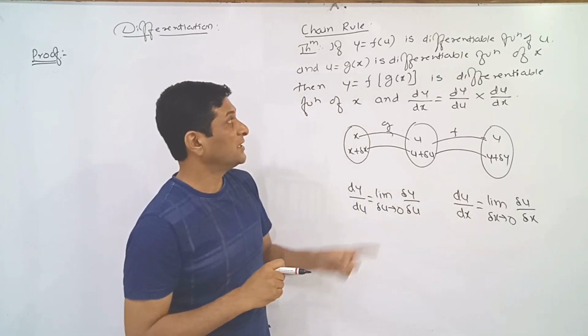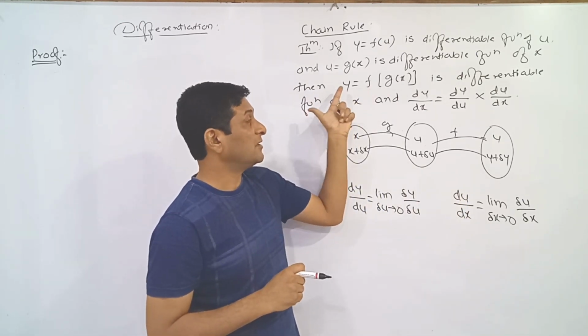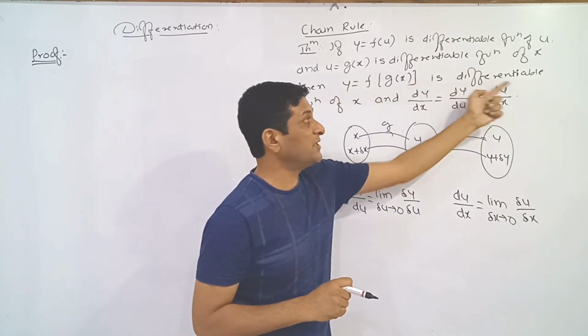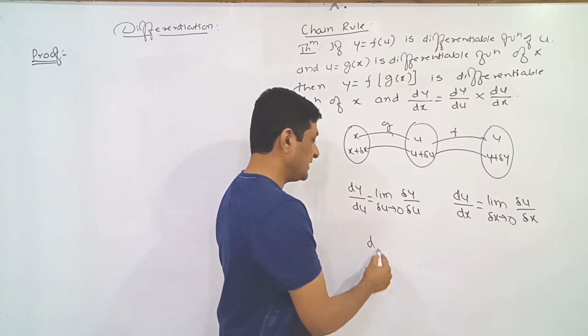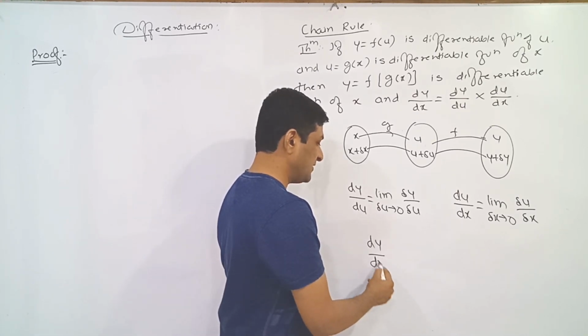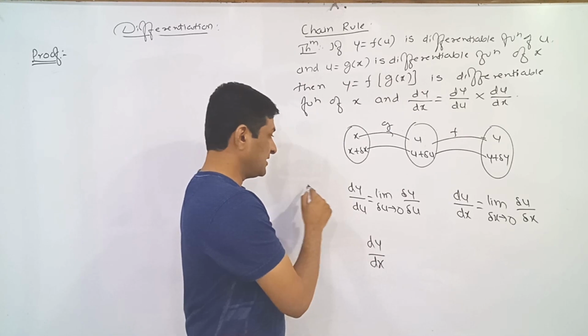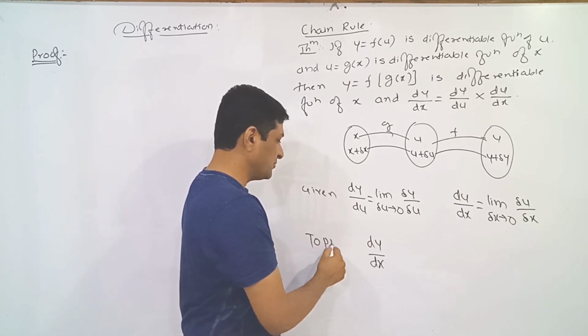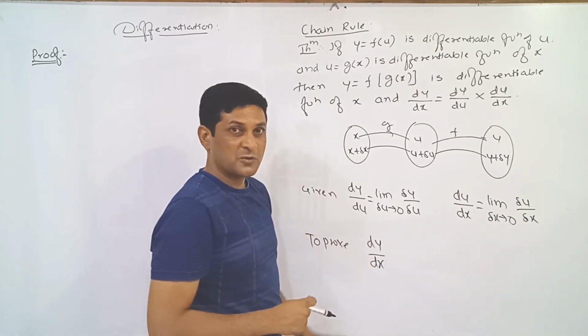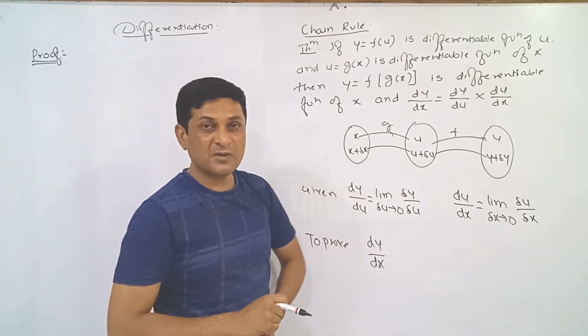Now what do we have to prove? If these are the given conditions, then we have to prove that y is a differentiable function of x. It is denoted by this notation, dy by dx. These are the given conditions, and this is what we have to prove here. Getting it? So we have to prove that y is a differentiable function of x.